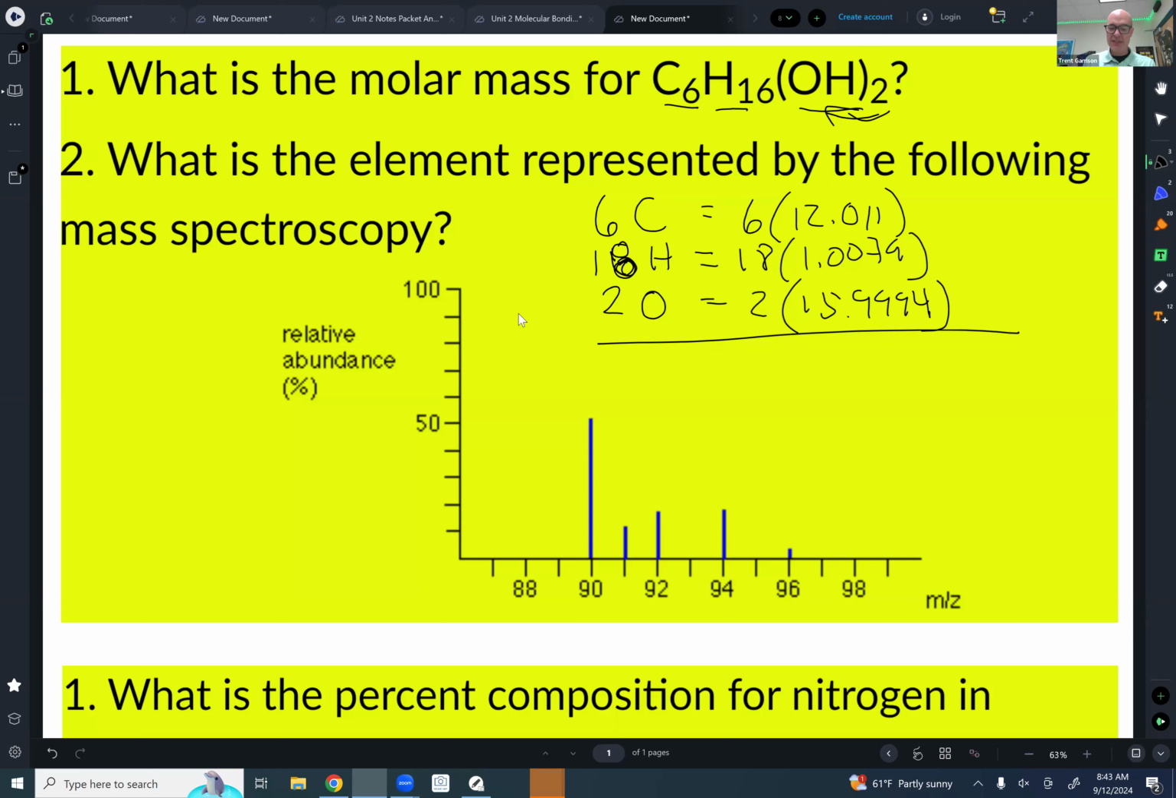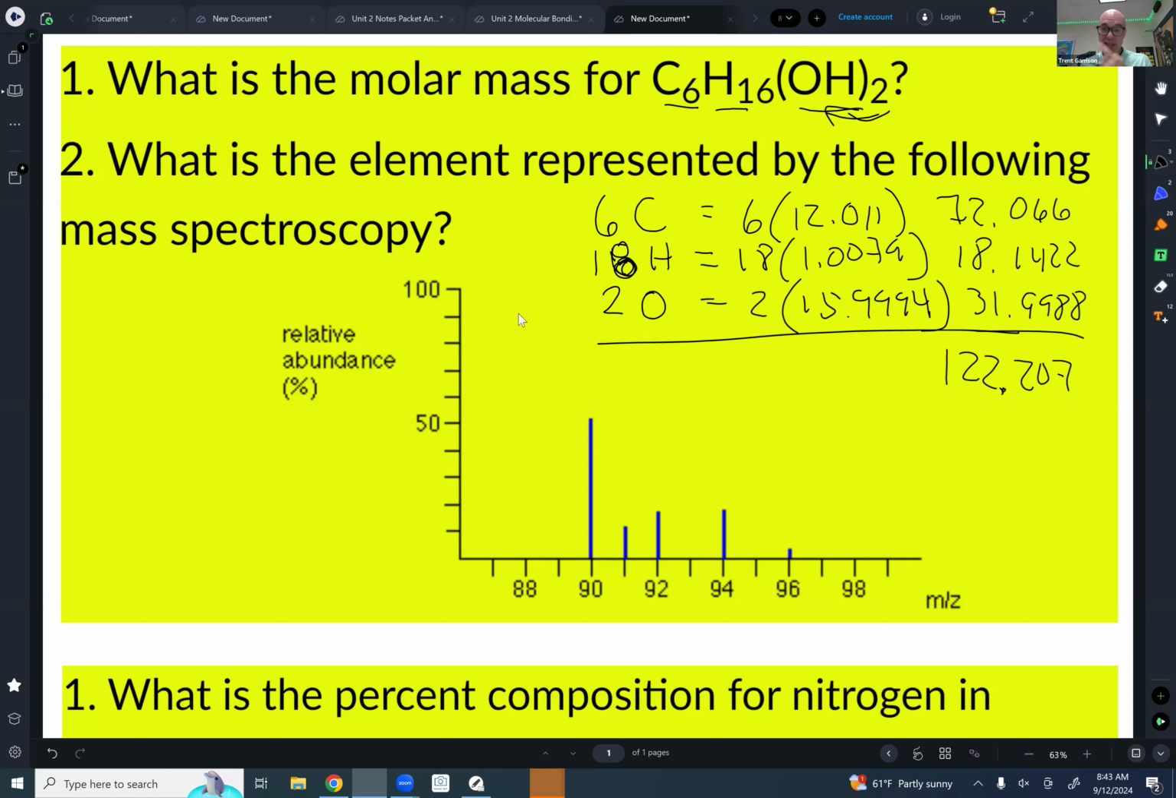12.011 times 6, that's going to give me 72.066. 18 times 1.0079, that's going to give me 18.1422. And 2 times 15.9994, that's going to give me 31.9988. You sum all those together, 72.066 plus the 18.1422, plus the 31.9988, and you get 122.207.